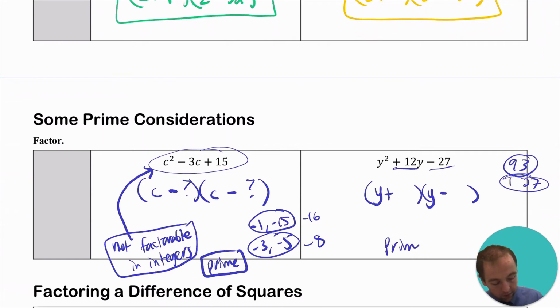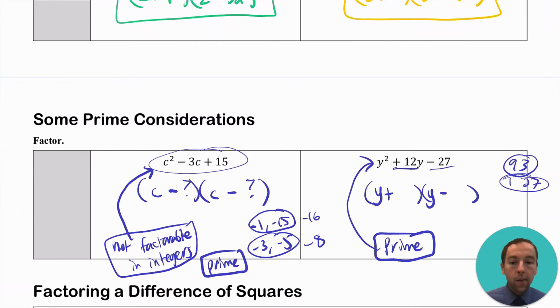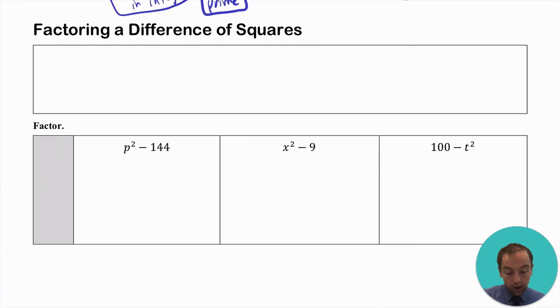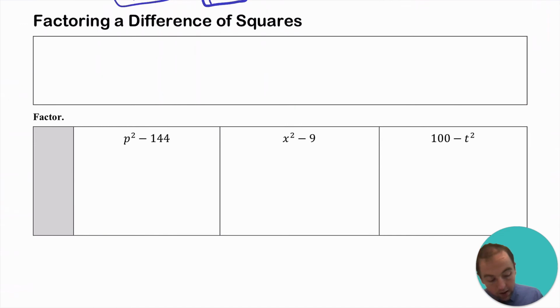So same thing's happening right here, in that you just have really a prime expression with the y squared plus 12y minus 27. And so then just from here, we're going to look at some other special cases going on right here. So if you look at the examples that are here, p squared minus 144 and x squared minus 9 and 100 minus t squared, these are special cases because they're all missing the middle variable term, right? So this doesn't have the middle p to the first power term, and this doesn't have the x to the first power term, that sort of thing. And there's also subtraction happening with all of these.